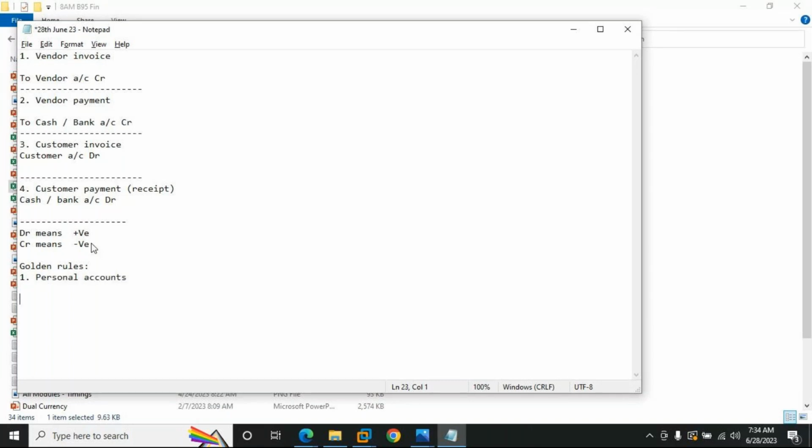Personal account, nominal account. For personal accounts, debit the receiver, credit the giver. Next, real account.